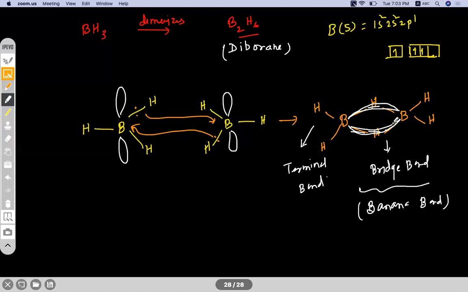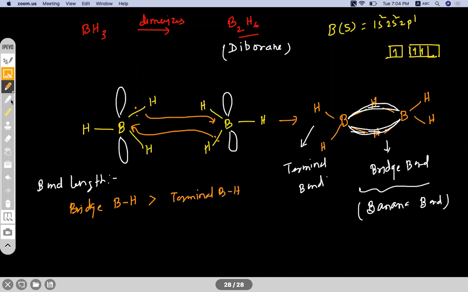There are a few properties on which they ask questions in the exam, and you should remember them. The first property is the bond length of the bridge bond. If you take the bridge bond, boron hydrogen, the bond length of the bridge bond is more than that of the terminal BH bond.